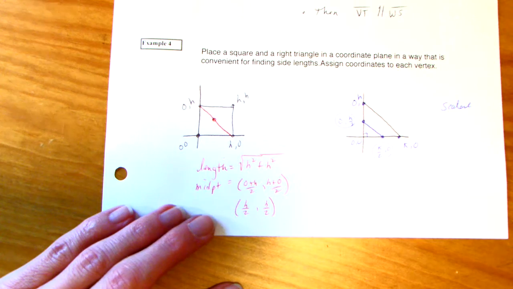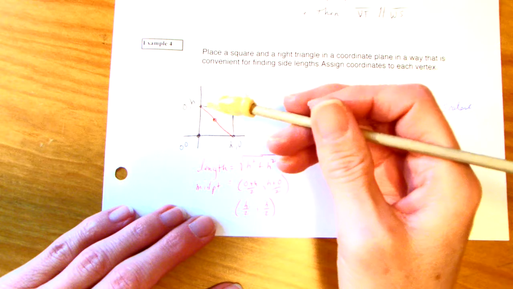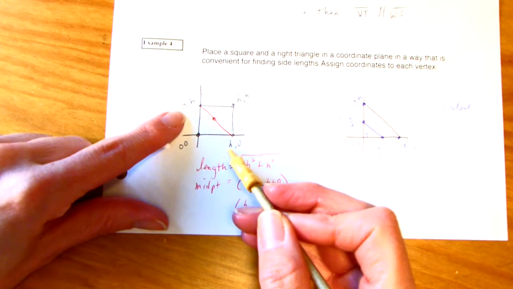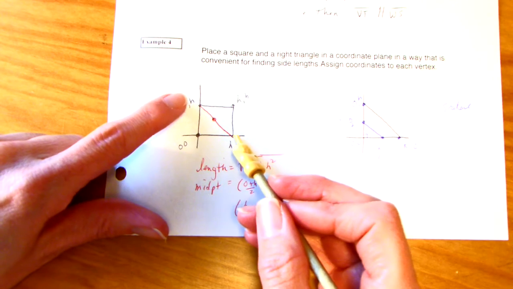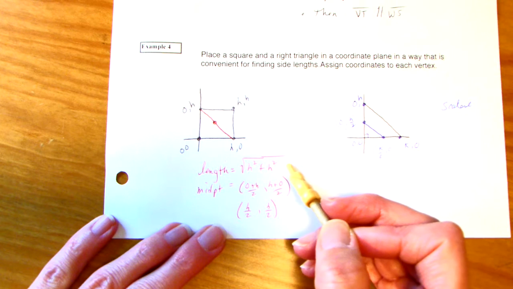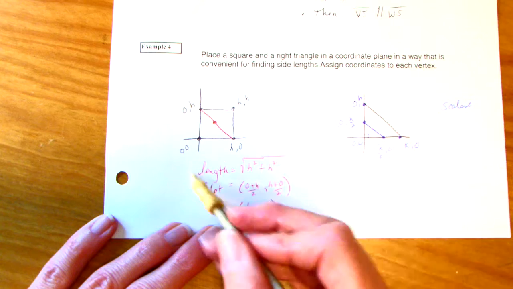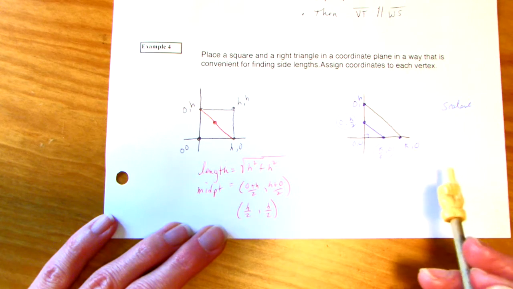Now, to find the length of this diagonal. Remember you have to take the difference of the x's, so h minus 0, square it, and the difference of the y's, 0 minus h, square it. So you have h squared plus h squared, which is 2h squared, and that will be the square root of that. So that would be the length. This just comes in handy. If you have a square, you can kind of figure out the length of that.